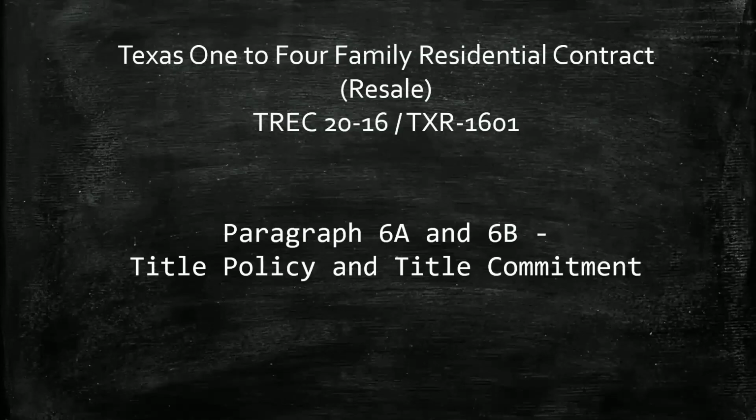Paragraph 6 of the 1 to 4 family contract deals with the title policy and the survey. Paragraph 6, it's just a beast. It is the longest paragraph in the 1 to 4 contract. It stretches out onto 3 different pages of the contract form, and it covers a lot of ground.